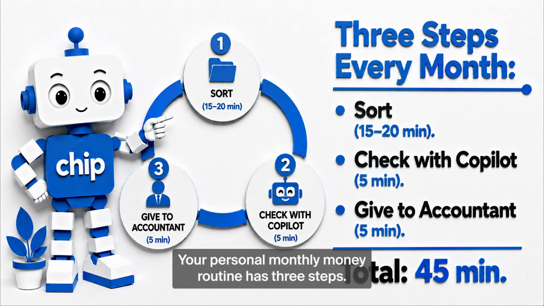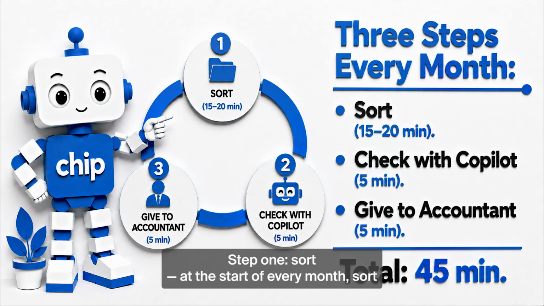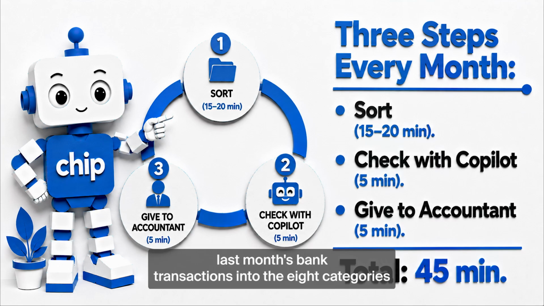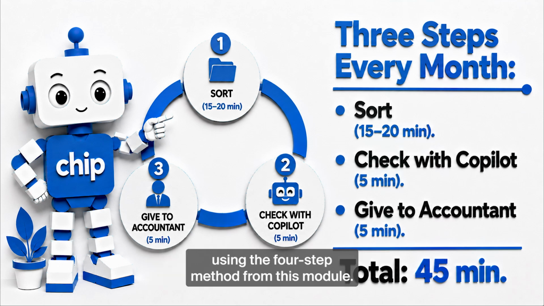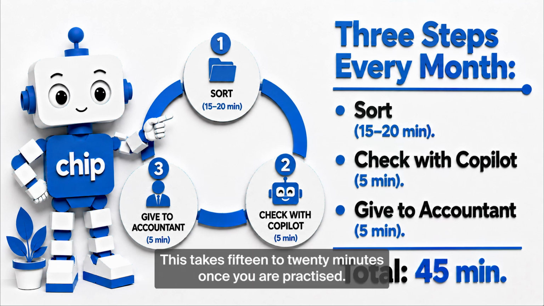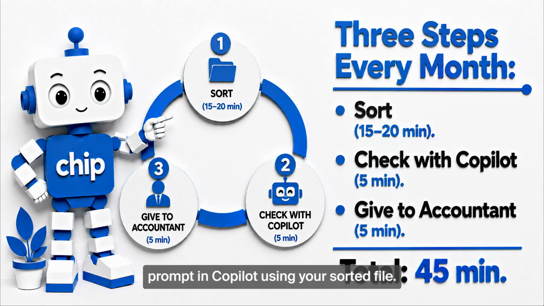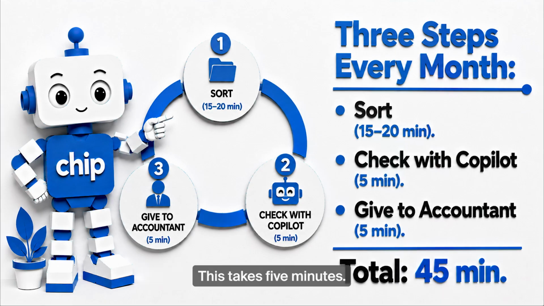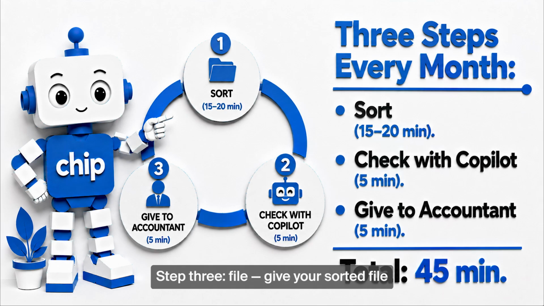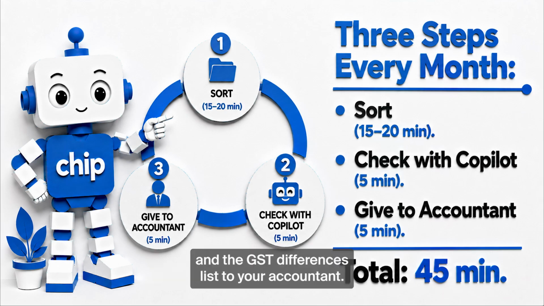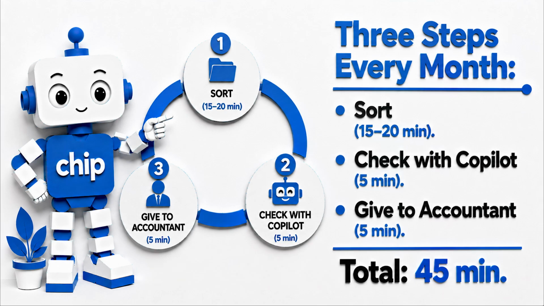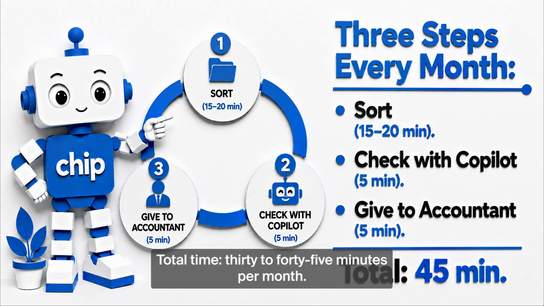Your personal monthly money routine has 3 steps. Step 1. Sort. At the start of every month, sort last month's bank transactions into the 8 categories using the 4-step method from this module. This takes 15 to 20 minutes once you are practiced. Step 2. Check. Run the monthly cash check prompt in Copilot using your sorted file. This takes 5 minutes. Step 3. File. Give your sorted file and the GST differences list to your accountant. This takes 5 minutes. Total time, 30 to 45 minutes per month.